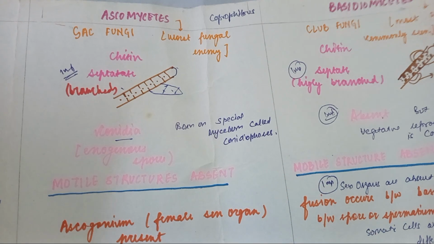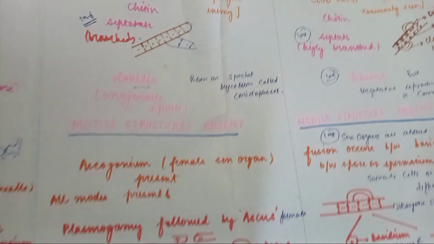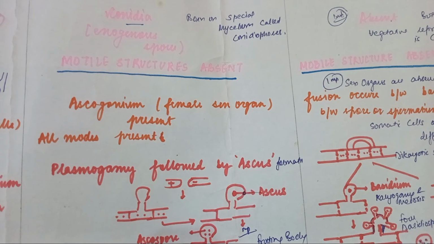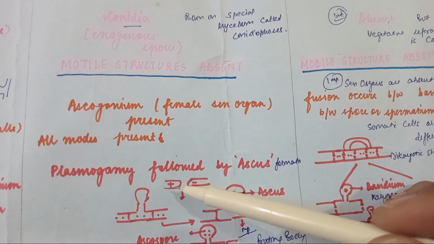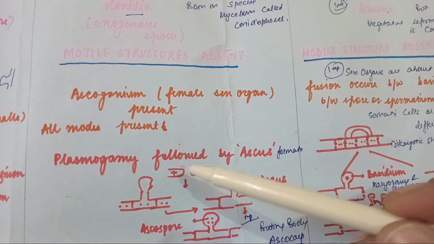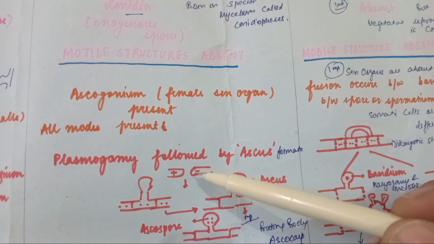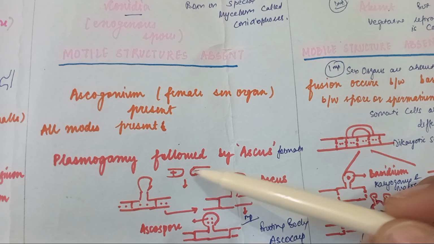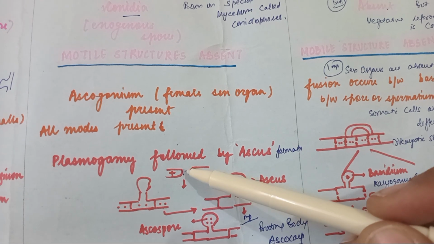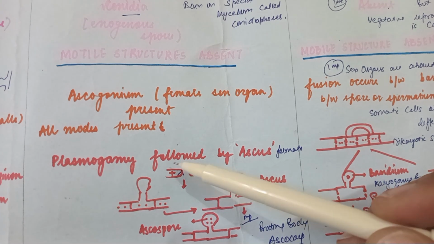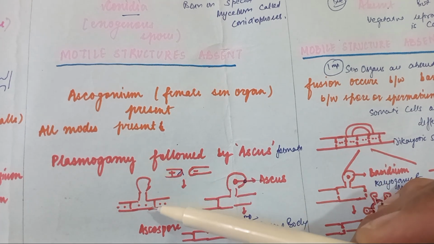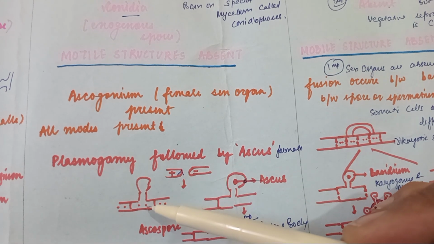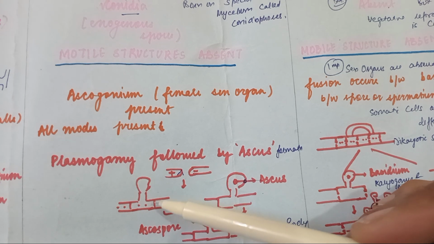If you see the sexual reproduction, it is with plasmogamy. There are two hyphae, plus and minus, meaning two different types of hyphae, and there is fusion of the two hyphae, so it is called somatogamy. The first step will be plasmogamy, where the cytoplasm of the two fuses. Here two cells have fused and there are two nuclei.